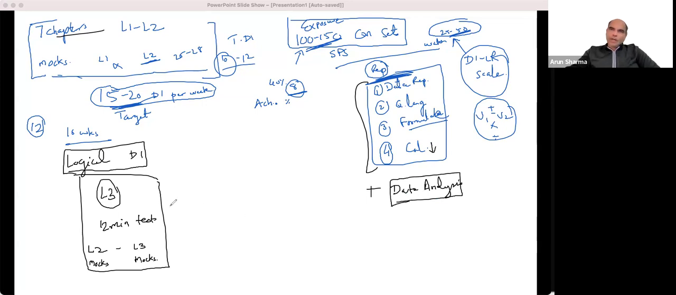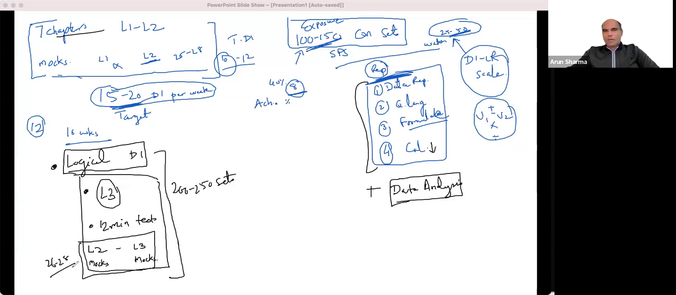So when you head to the logical DI part, the idea is to do around 200 to 250 sets. If you cover the LOD 3s, the 12-minute tests, and the LOD 2 and LOD 3 mocks, I think there are around 26 to 28 of them with around 4 sets per mock. In LOD 3 you will get around 5-6 sets per chapter, so this will be around 50. The 12-minute tests, around 30 of them, every test has one set. So you will have around 200 sets inside this.